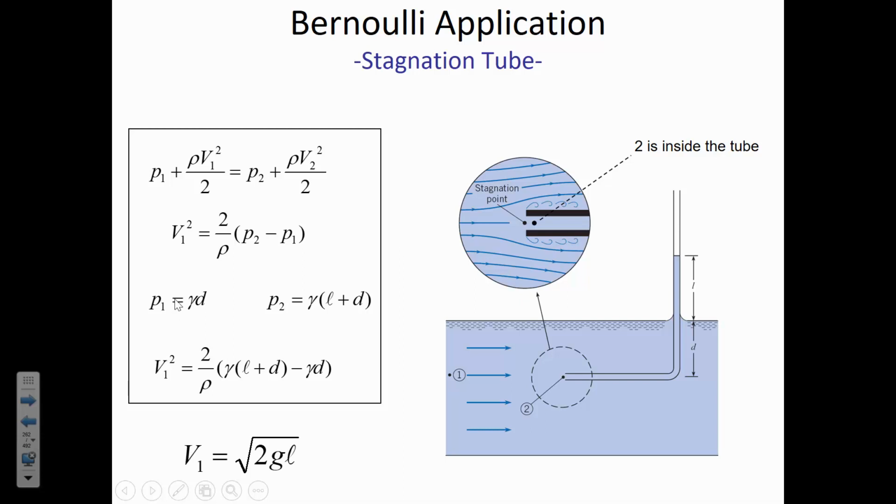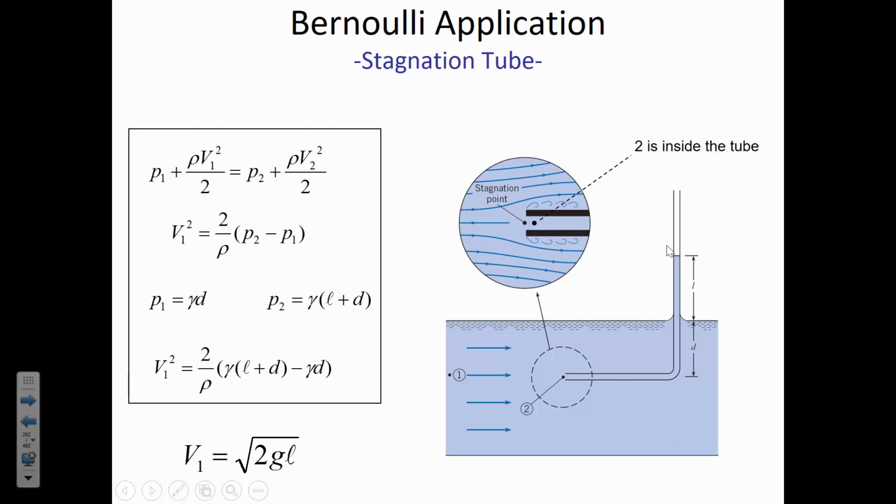what it simplifies to is that the velocity at 1 is equal to the square root of 2g and then L, the distance above the water line, that is how high the water is going to rise inside of the stagnation tube. Now there's a limited number of applications where this would be useful. This might potentially be useful in a boat if you wanted to know your velocity relative to the water. But then you'd have to have some sort of a tube that you could look at, and it would need to be calibrated to velocity.